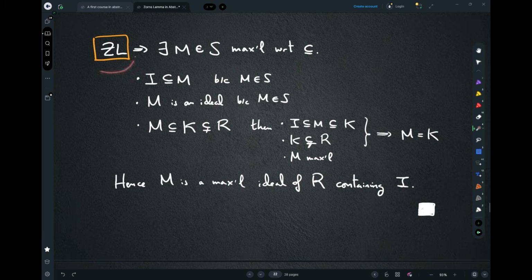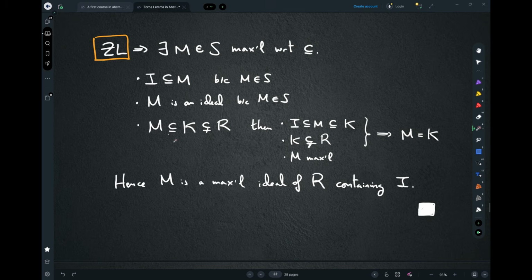Zorn's lemma now tells me that there is a maximal element M of S with respect to inclusion. That is an ideal because it is in S. I is contained in M because it is in S. And it will be actually a maximal ideal.